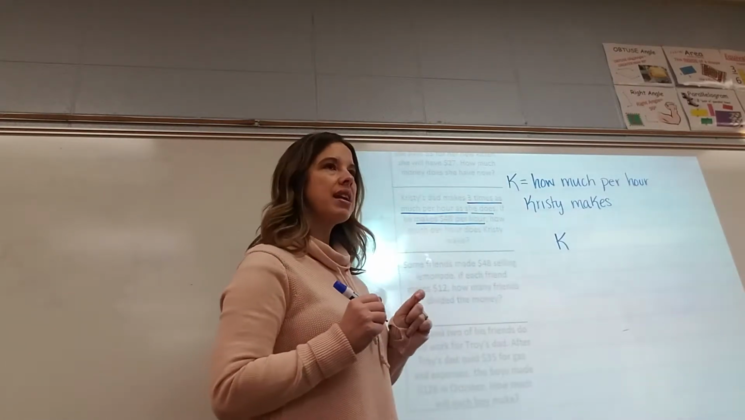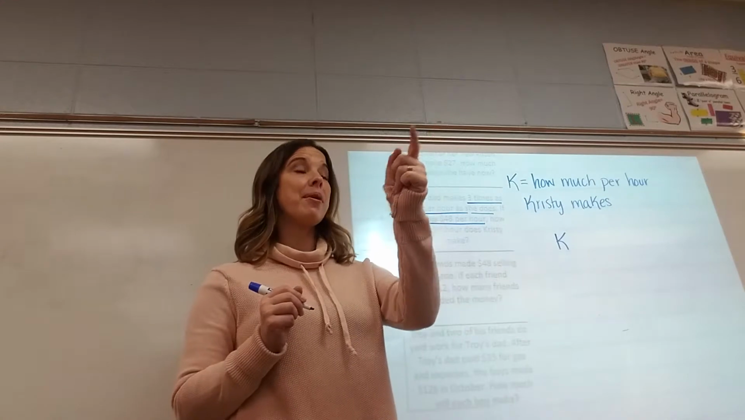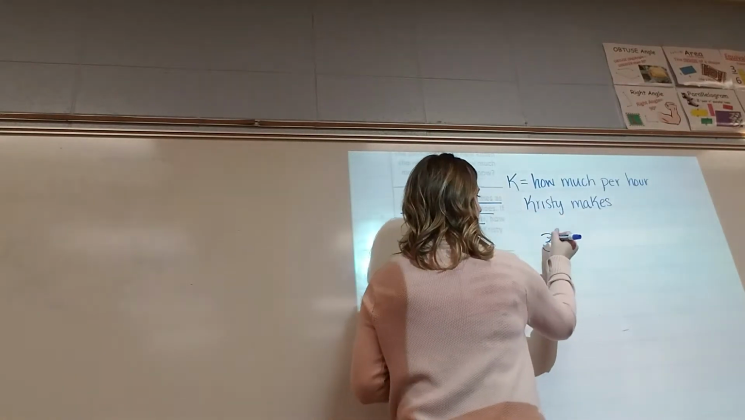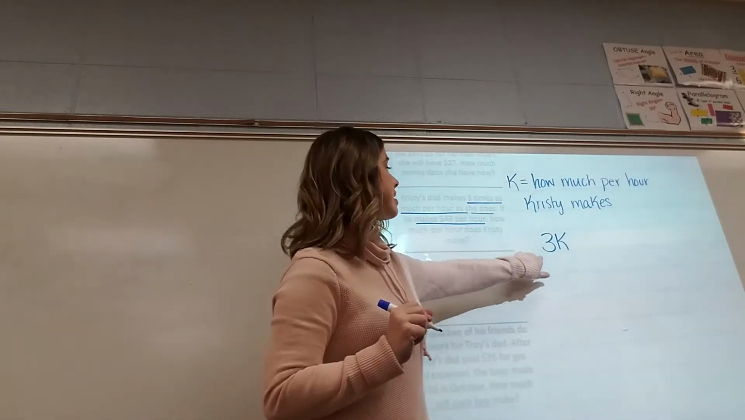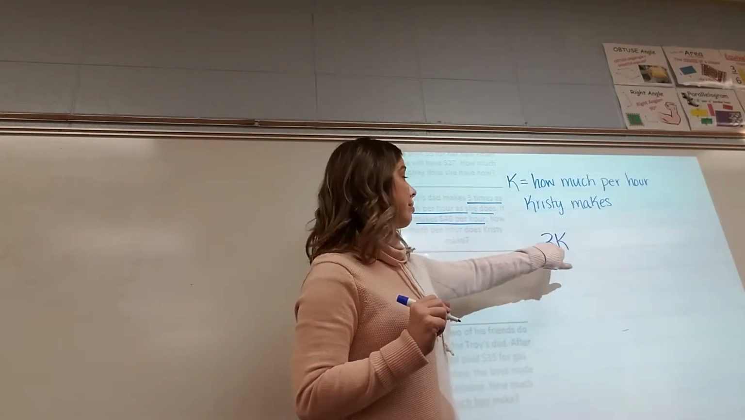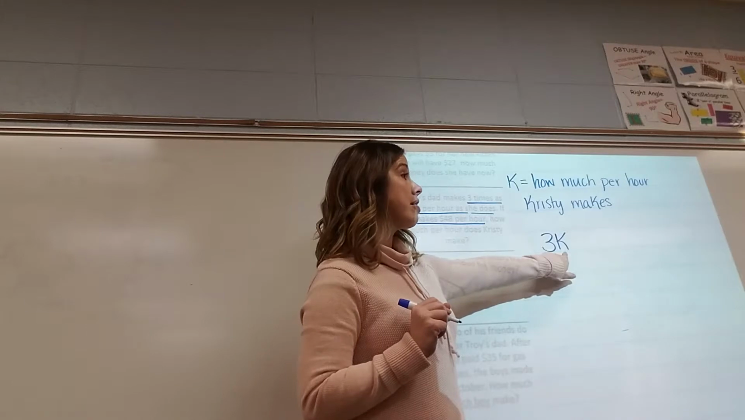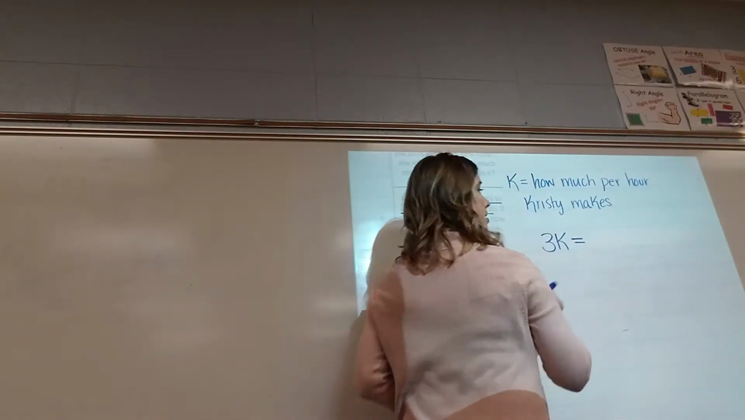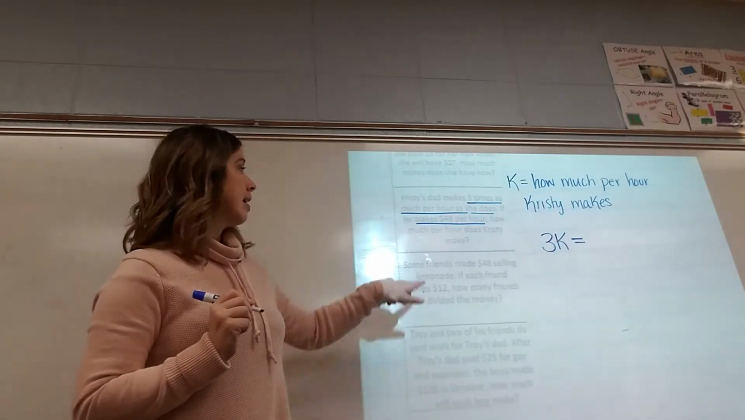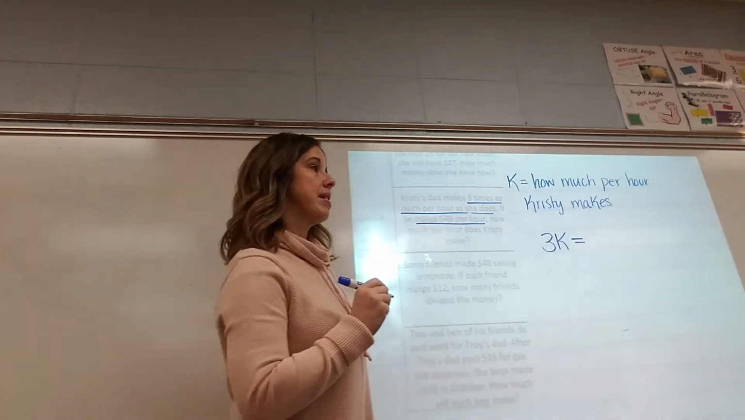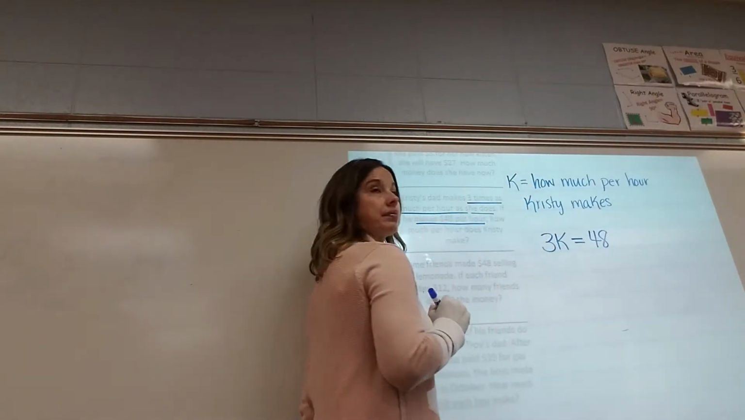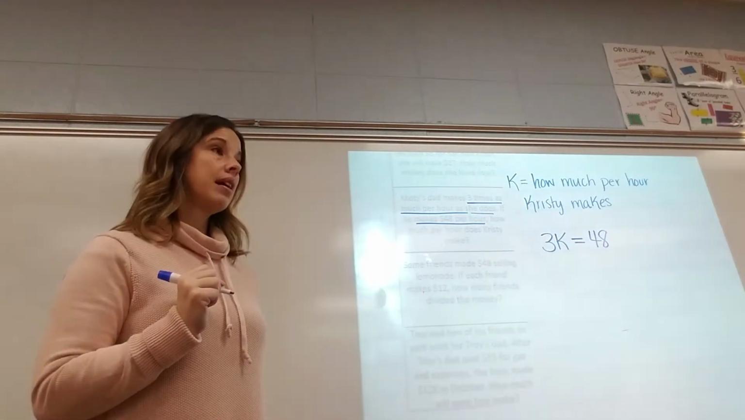So what do we have to do here? We're going to multiply by what? 3, right? So it's going to be 3K, 3 times the amount that Christy makes, equals what? He makes 48 per hour, so it equals 48. That's a good one.